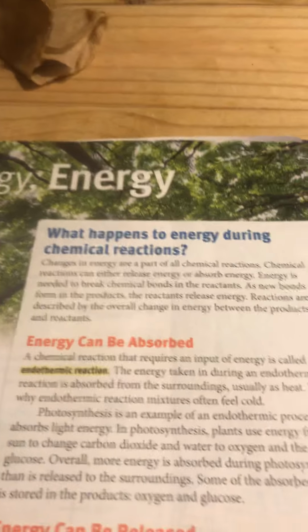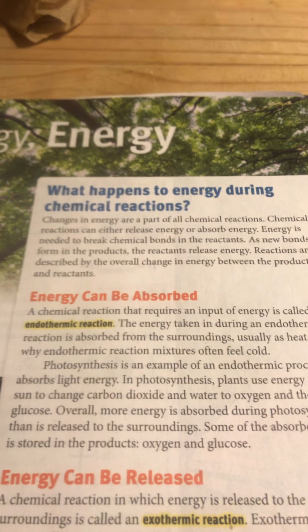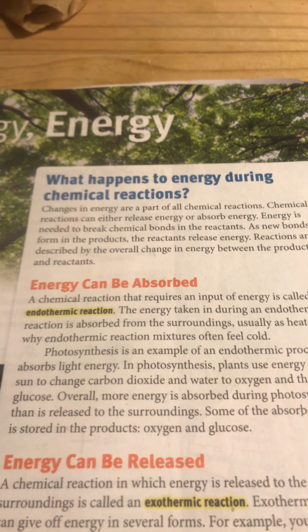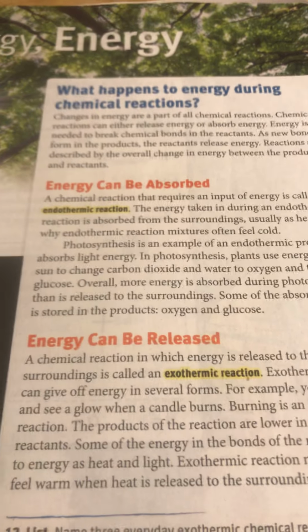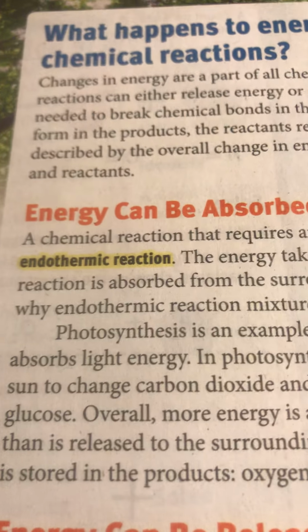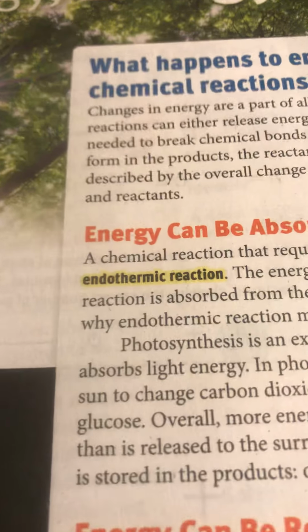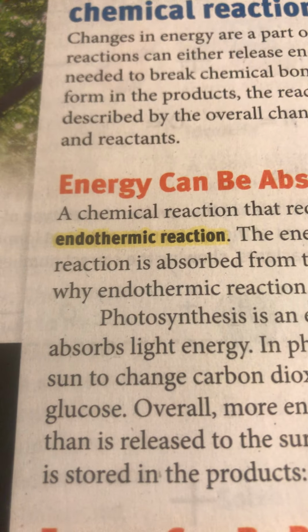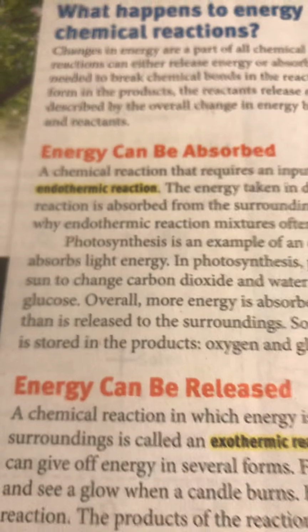Okay, energy. So what happens to energy during chemical reactions? Well, energy can be absorbed and it can be released. When we burn something, energy is released, isn't it? And when we absorb it, a chemical reaction that requires an input of energy is called an endothermic reaction. You have to know this. This is one of the things that you do have to know.